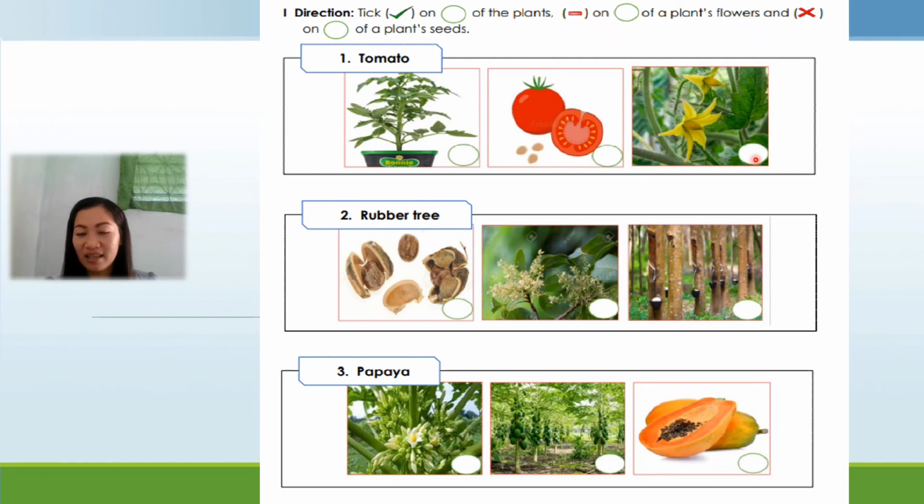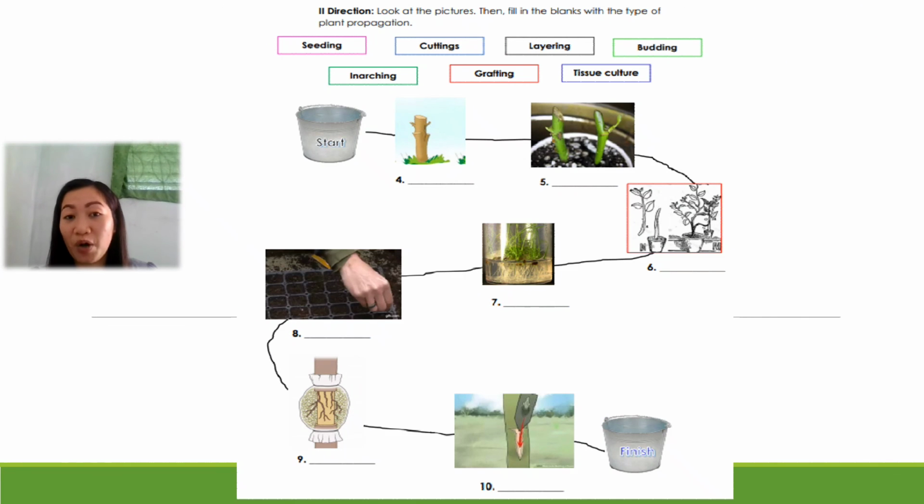Do you understand it? For example, if this is a plant, you may check it. If this is a flower, you can put an X on the circle. Or if this is a seed or a fruit, you can put a minus sign. For the second part of your worksheet, we have to look at the picture, then fill in the blanks with the type of plant propagation.